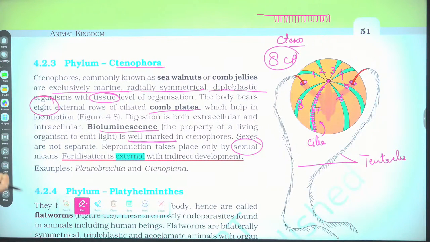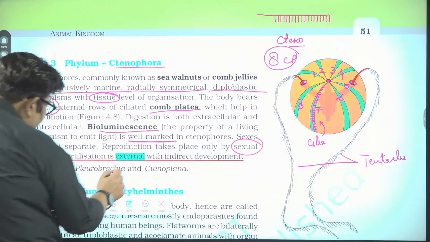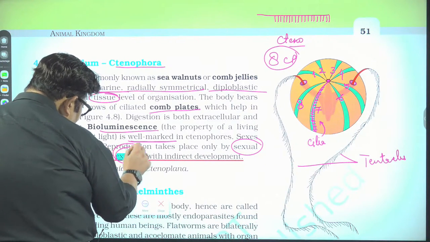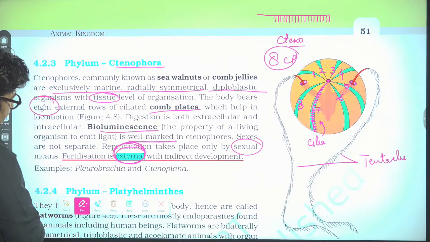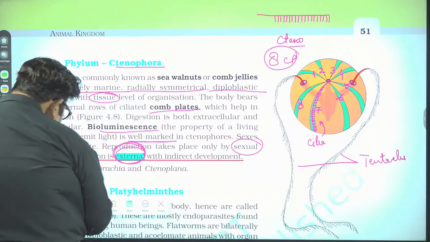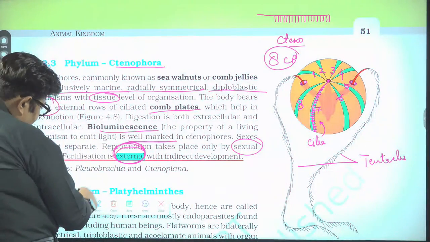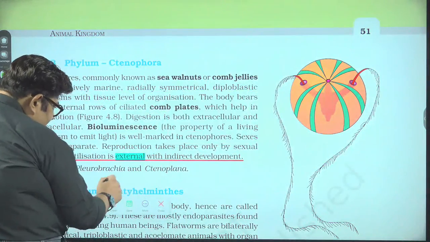Bioluminescence, which is the property of a living organism to emit light, is well marked in Ctenophores. Sexes are not separate. Reproduction takes place only by sexual means and fertilization is external. Fertilization is external with indirect development. Dear children, hope that makes sense.